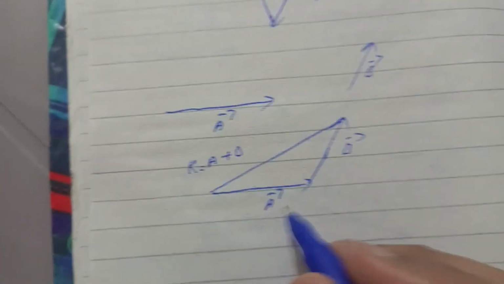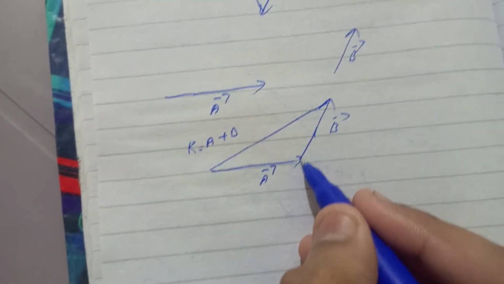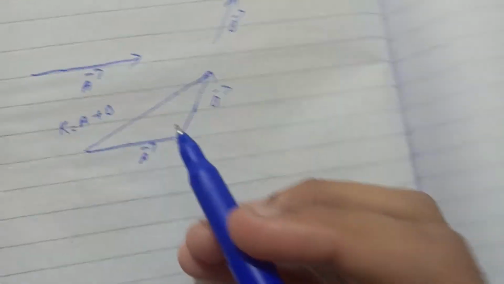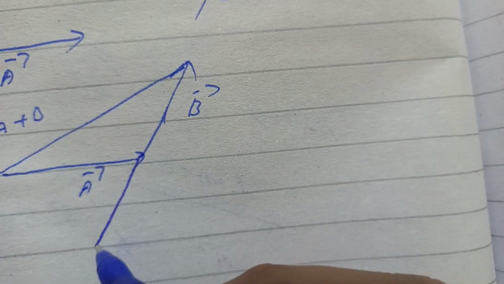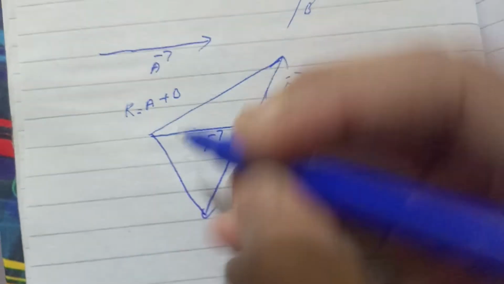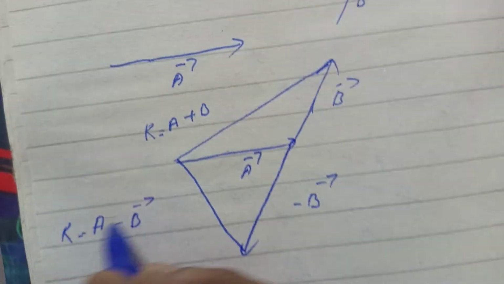Then we'll just reverse b, because we are subtracting, and as we discussed previously, if you subtract anything, you have to change the direction of that vector. So we'll put here minus b vector. Then we'll draw a resultant vector here, which is a minus b.